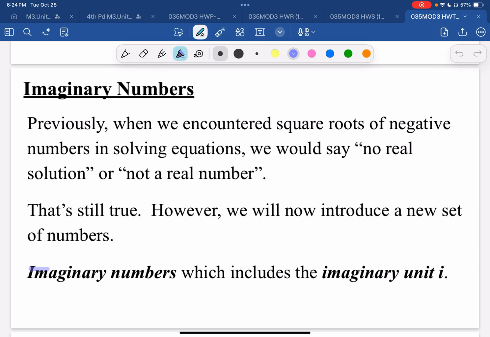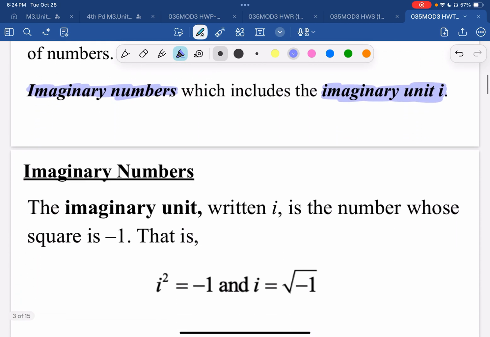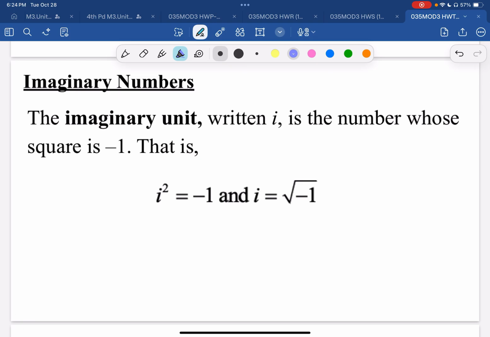That new set of numbers is called the imaginary numbers. This is going to include what we're going to call the imaginary unit, which is i. The imaginary unit, i, is the number whose square is -1. So that means that when you square i, it's equal to -1, which means that i is going to be the square root of -1. So these two things are very important.